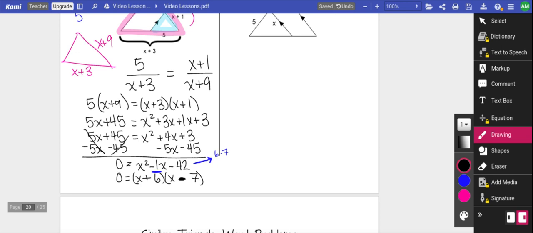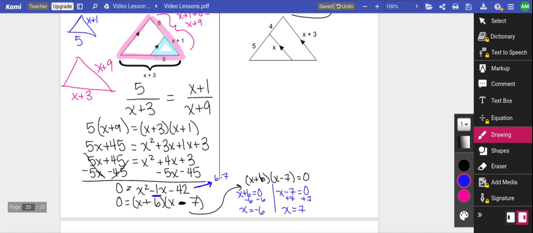I'm going to squish over into the next box a little bit. So now I have x plus 6 times x minus 7 equals 0. Now when I have something like this, I'm going to separate that. That must mean that x plus 6 equals 0 or x minus 7 equals 0. I can get x is equal to -6 or x is equal to 7.